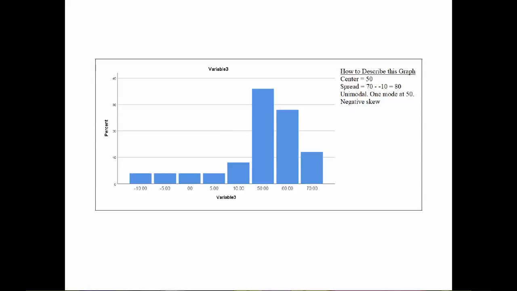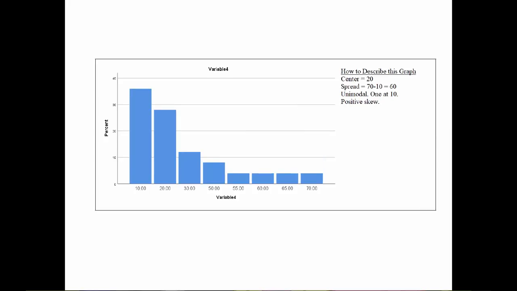In this graph, the center is 50, the spread is 70, the largest value, 60, minus negative 10, the smallest value, which equals 80. The graph is unimodal with one mode at 50. In this graph, there is a negative skew as the left side of the graph extends much further than the right side of the graph.